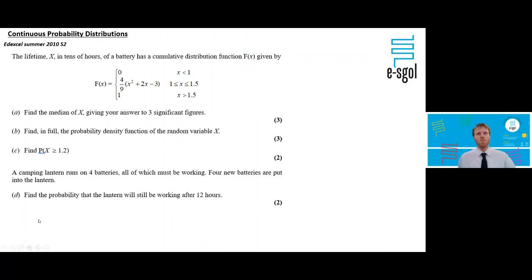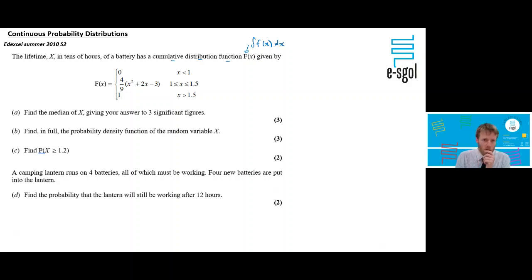So here's a question on a continuous probability distribution. Again, this is not taken from our exam board, but it's very similar. The lifetime in tens of hours of a battery has a cumulative distribution function given by this. So cumulative, they are going to use a capital F here. That means they have already done the integration. So they've already integrated f of x.